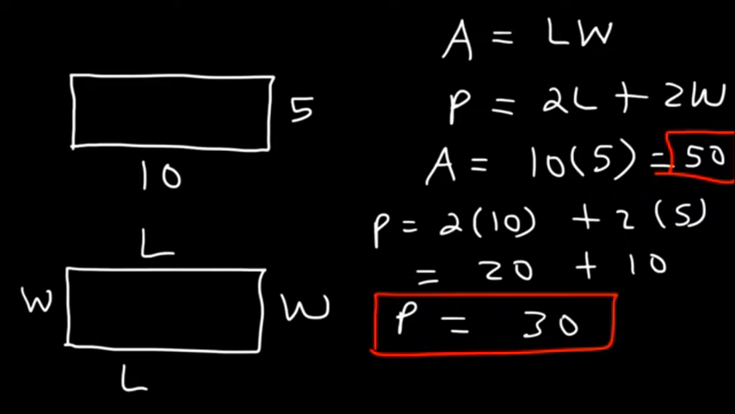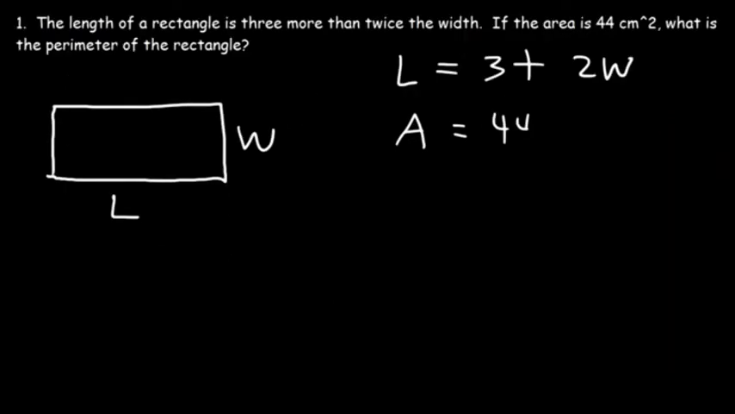So let's draw a picture. So this is the length, this is the width. Now let's write an equation. The length is 3 more, or 3 plus, twice the width. That's 2W. And we know the area is 44 square units. What is the perimeter of the rectangle?